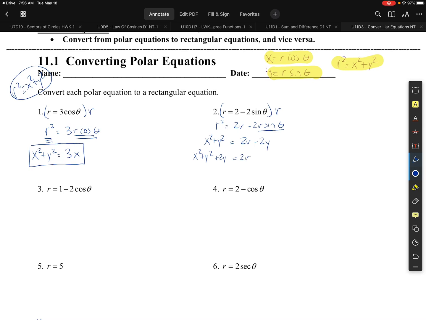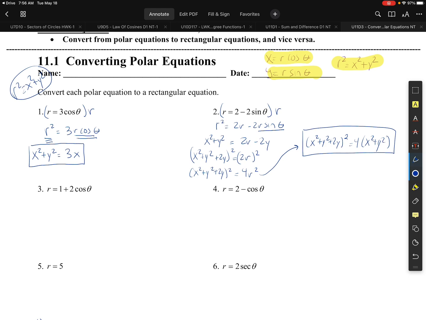I have to get rid of the r. If I square both sides, I have x squared plus y squared plus 2y, quantity squared, equals 4r squared. Now that I have the r squared back in there, I can convert it: x squared plus y squared plus 2y, quantity squared, equals 4 times x squared plus y squared. And that right there is my rectangular equation.